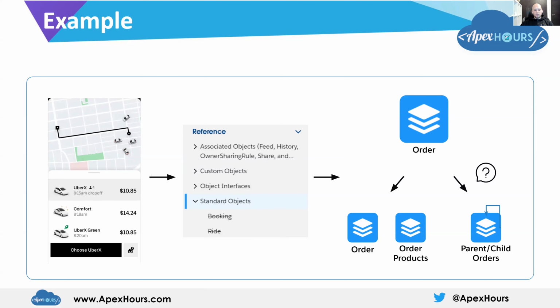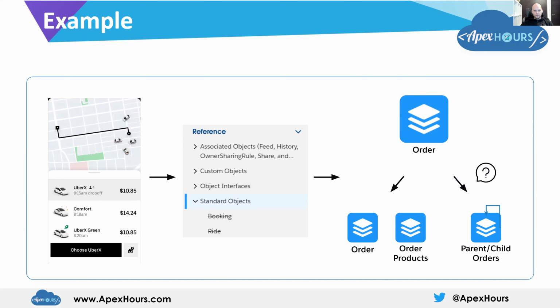How would we model this kind of booking of a ride in Salesforce based on what we've talked about so far? So the first thing we would want to do is see, is there some kind of standard object that fits in this use case? If we look at the object reference that I mentioned earlier, there is no standard object called ride or booking.